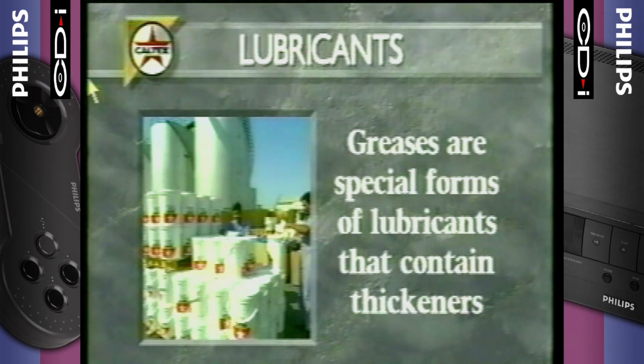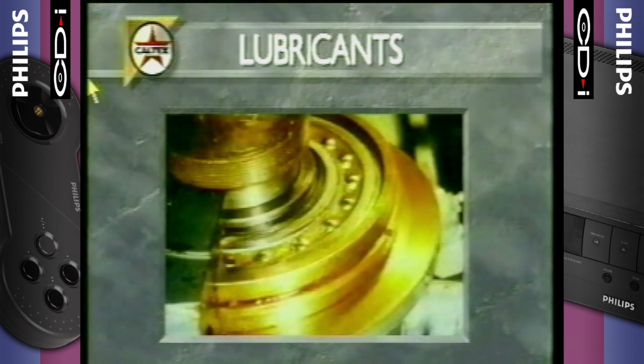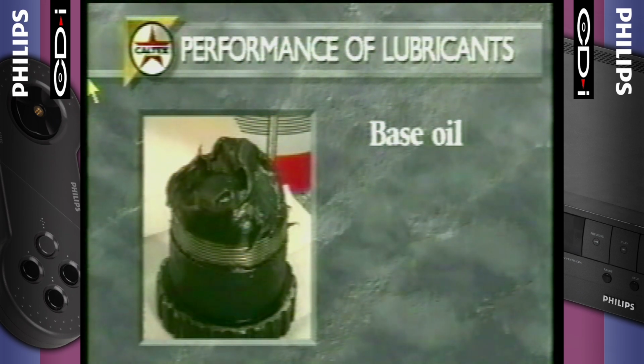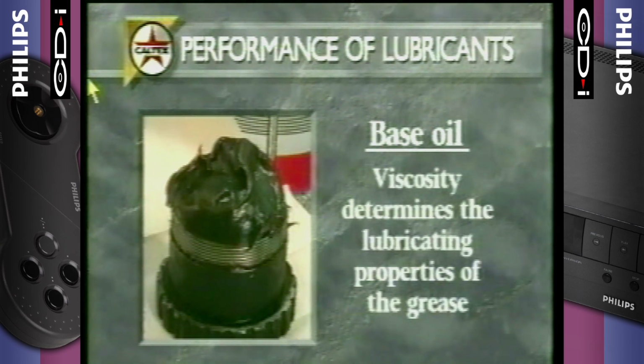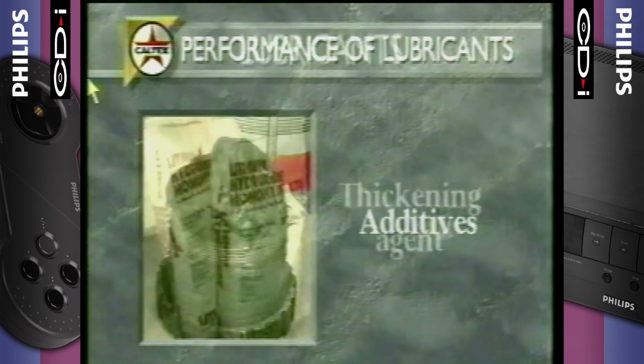Greases are special forms of lubricants that contain thickeners. The thickener or thickening agent allows lubricant to be retained in bearings from which oil would be lost. The major component in grease is base oil, and its viscosity determines the lubricating properties of the grease. Additives are also used to give the grease special properties.